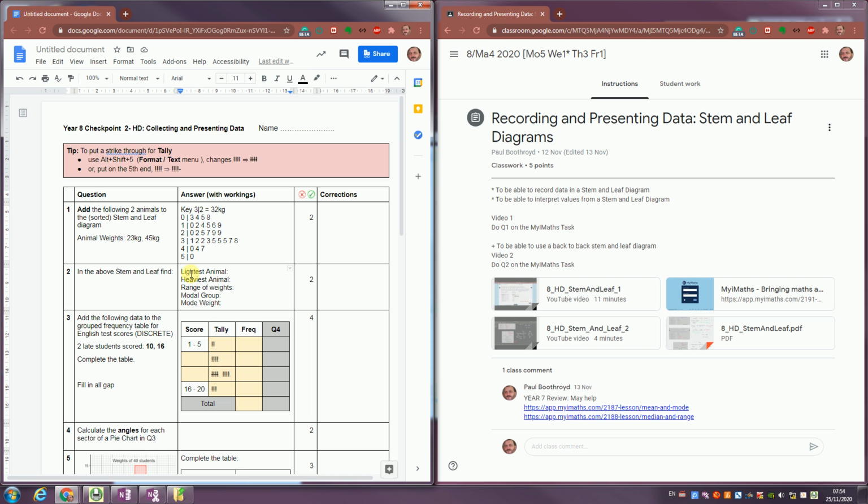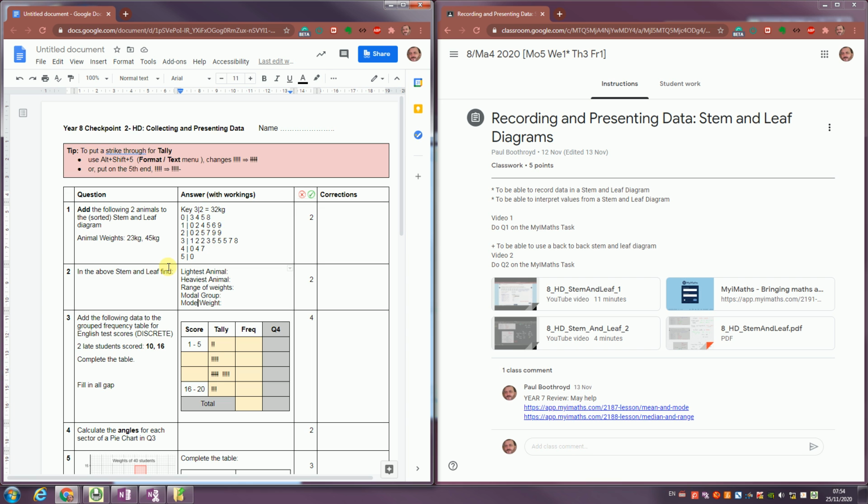Range is the difference between the heaviest and the lightest item. The modal group is which one of the stem values and what does it mean. So say I thought this was the modal group. This is actually the 10 to 19 group. So I would list 10 kilograms to 19 kilograms as the modal group.